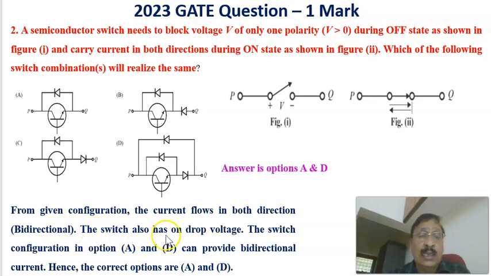The switch also has a drop voltage. In the switch configuration in option A, this will pass a current in this direction, and this can flow current in the opposite direction. Therefore, as well as in option D, through this it can carry a current in this direction, or through this diode it can carry it in the reverse direction. A and D can provide the bidirectional current, hence the correct options are A and D.